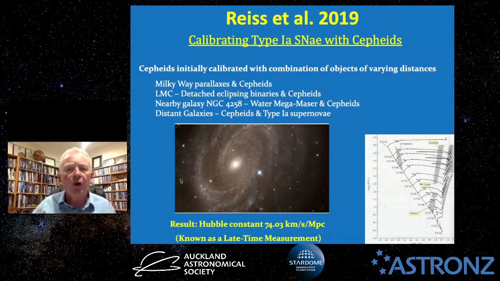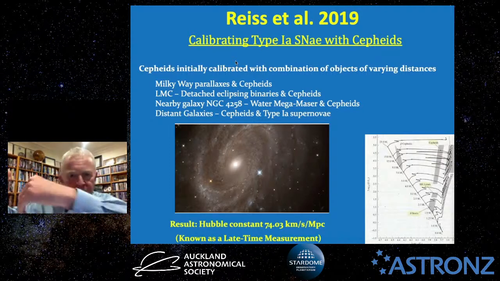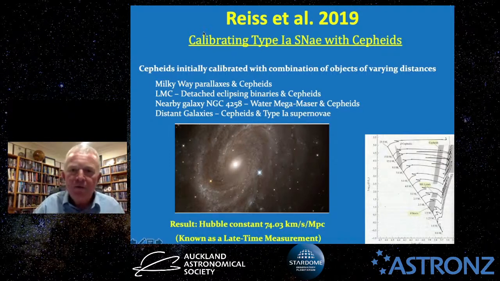So here's a study I've got that was published in 2019. It's from Riess and his colleagues. And naturally, when you're dealing with these big distances, looking at the expansion of the universe, you're having to use type 1a supernova. They're the brightest objects, standard candles, to get out there. But they calibrated them with Cepheids. And the Cepheids were initially calibrated with a combination of objects.